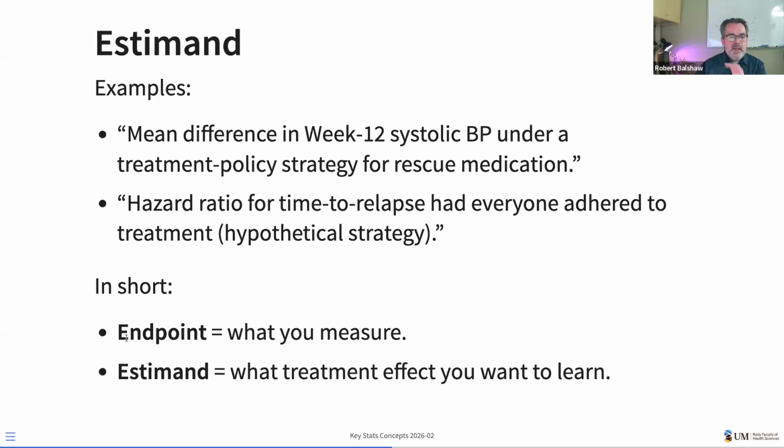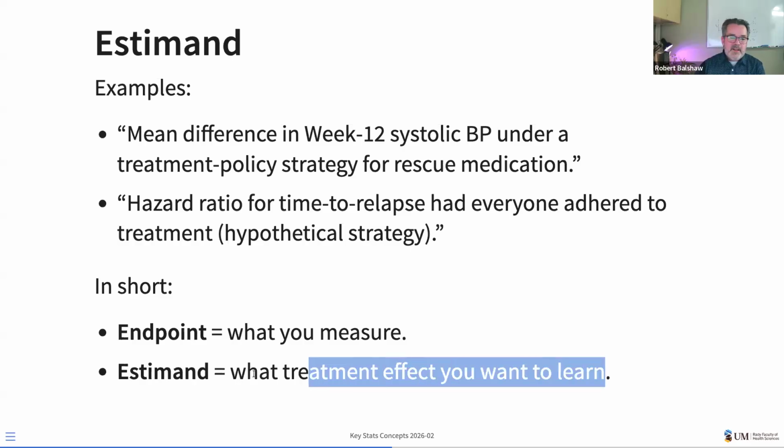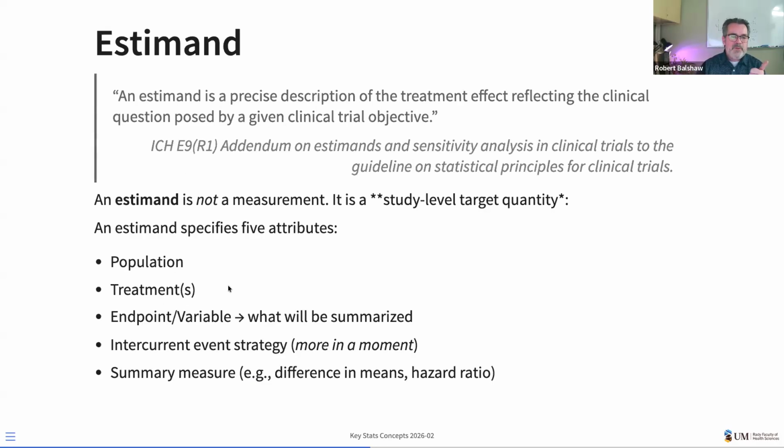So in short, the endpoint is what you measure, and the estimand is what treatment effect you want to learn. That's the point of the whole operation. We're trying to get an estimate of a treatment effect. And the treatment effect comes with all of those things: the population, what treatments are being compared, the endpoint that's being measured, how we're dealing with the intercurrent events, and how we're summarizing that into a statistical quantity.